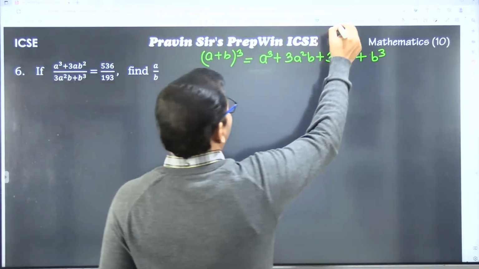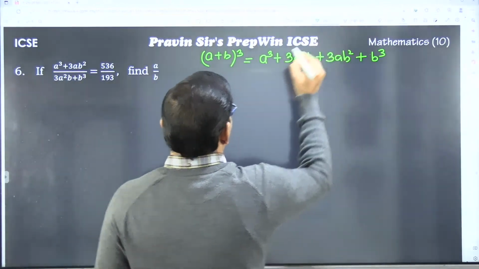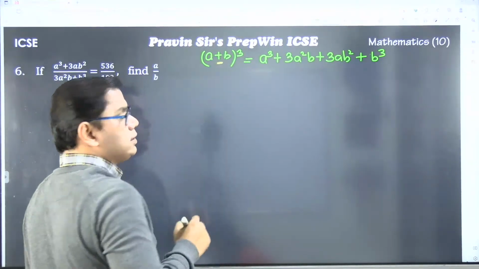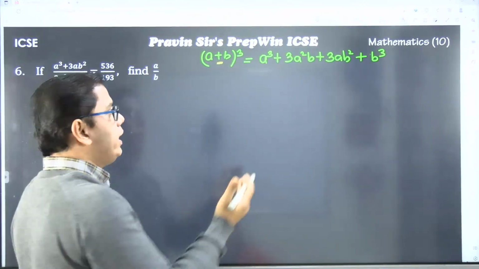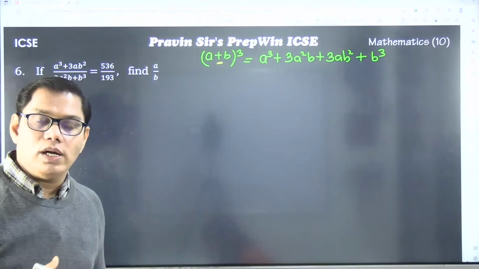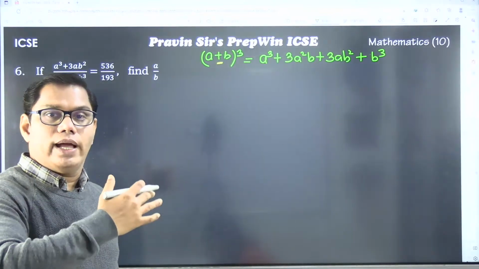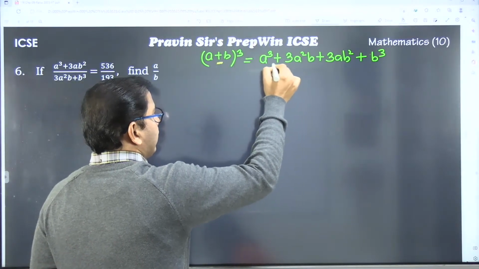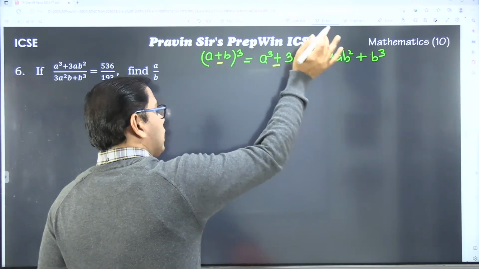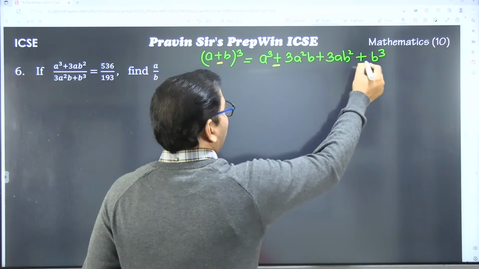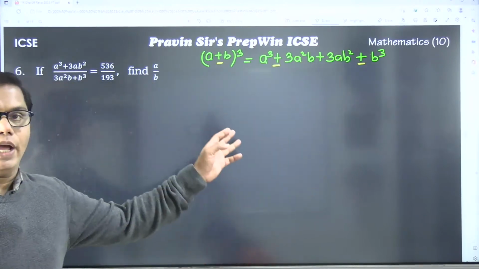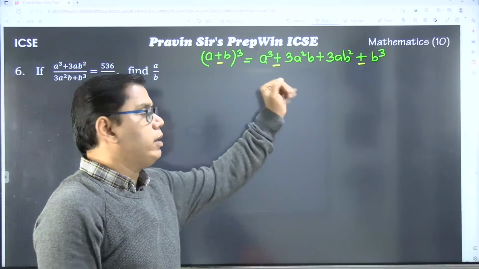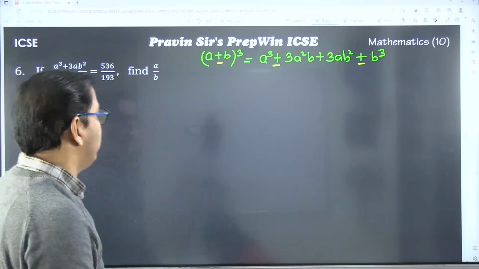And what is the formula in case you have a minus, a minus b the whole cube? Very easy, same formula. Only thing is that the sign will change, alternate plus and minus sign. First term is plus, second term is minus, then alternately third term is plus and fourth term is minus. Formula will be a cube minus 3a square b plus 3ab square minus b cube, right?